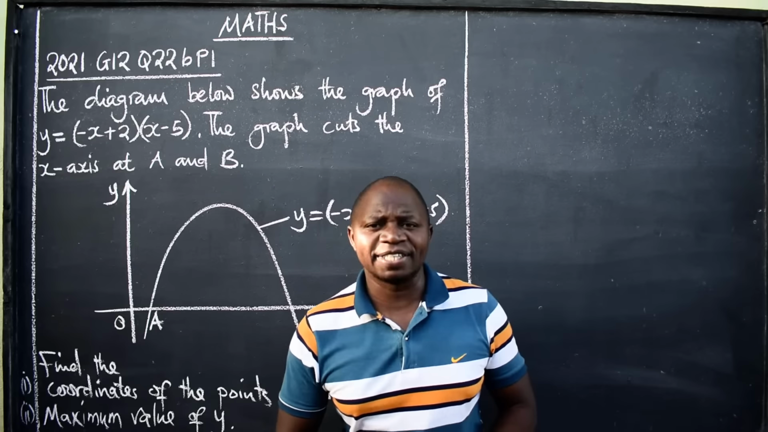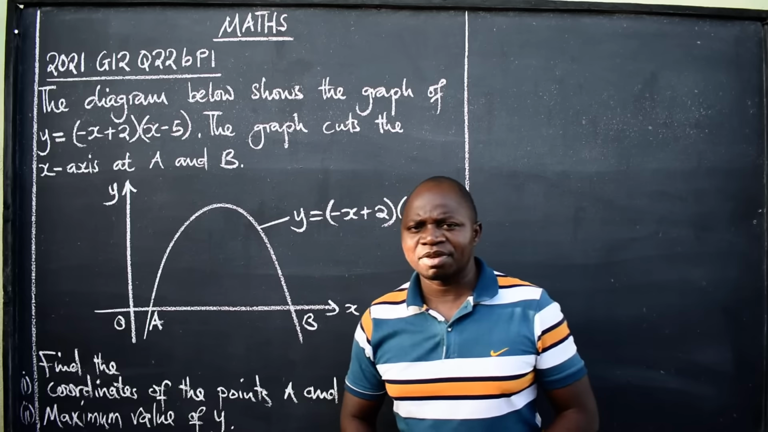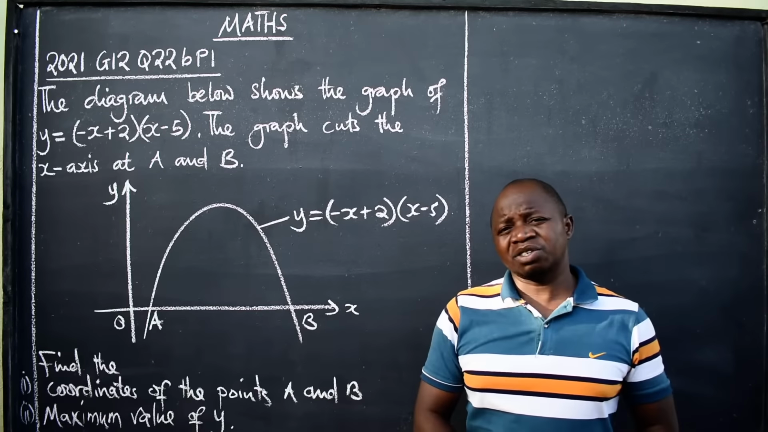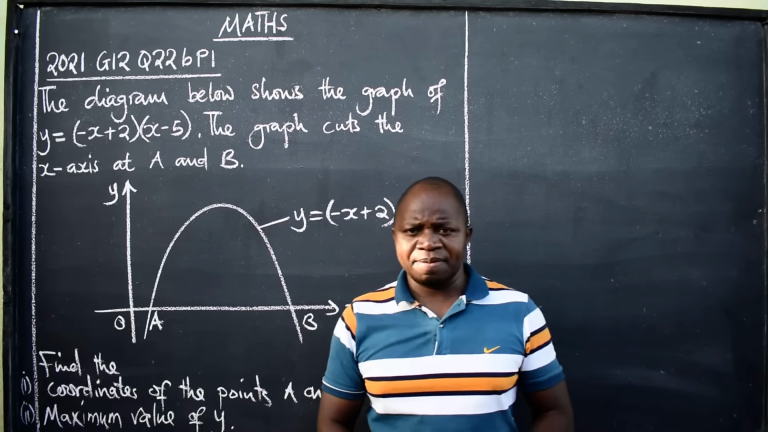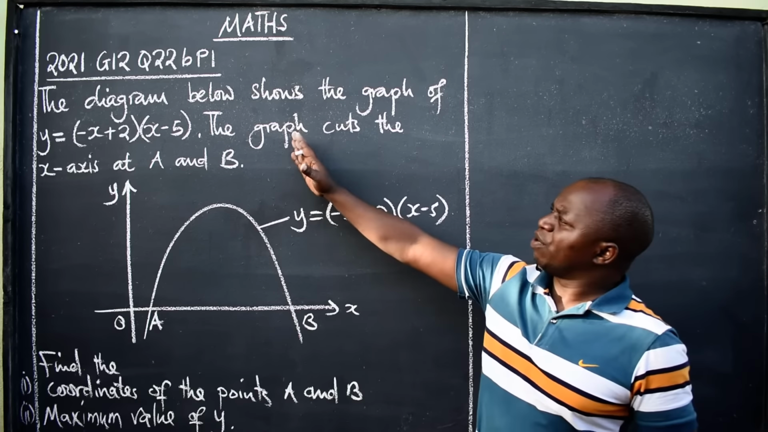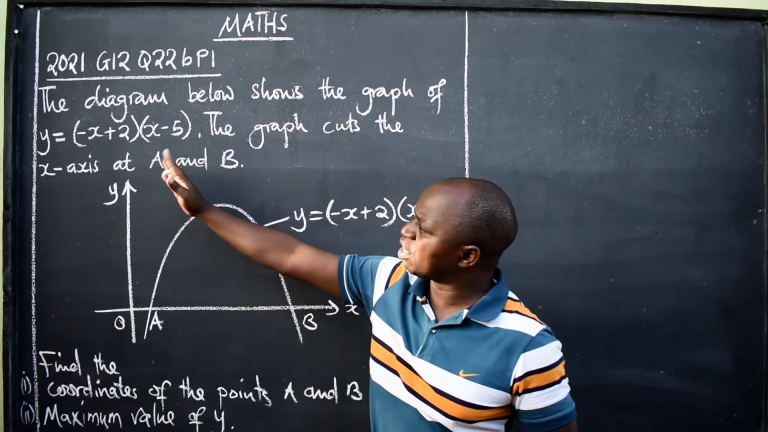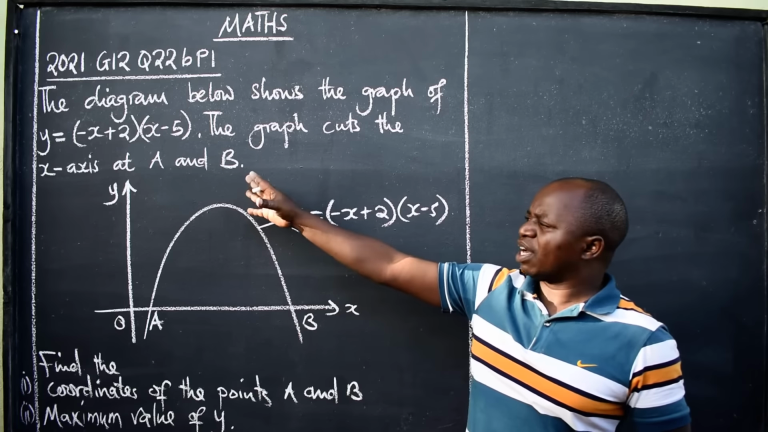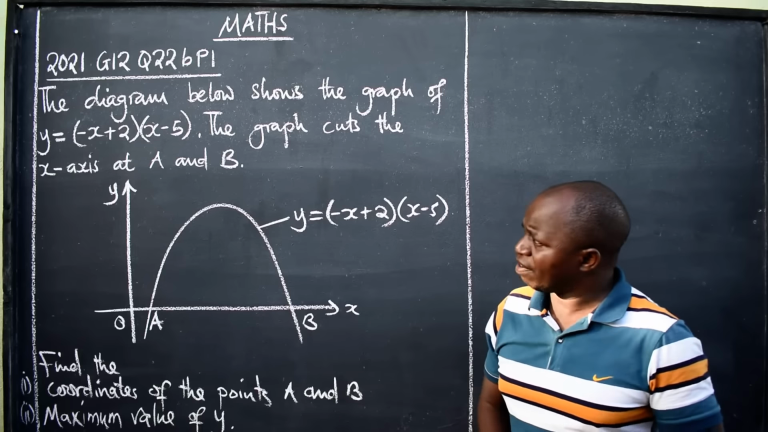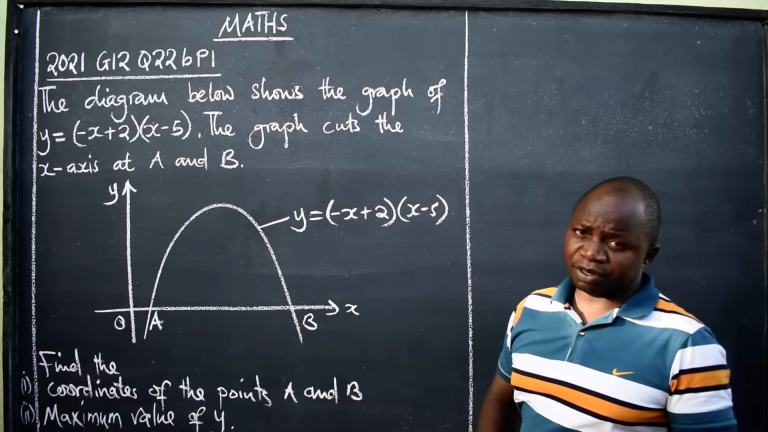This is mathematics. In this video, we want to look at this question. It is coming from 2021 grade 12, paper 1, question number 22B. The question says, the diagram below shows the graph of y is equal to negative (x plus 2), the other pair of brackets we have (x minus 5). So this is the graph that they are talking about and it is labeled.